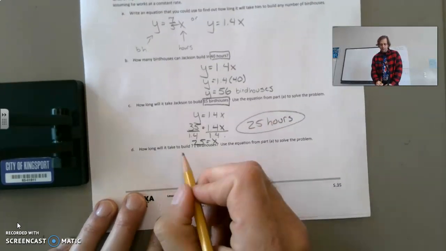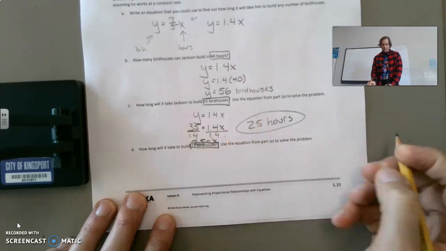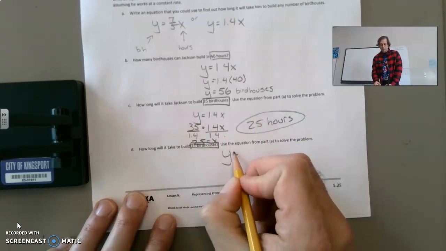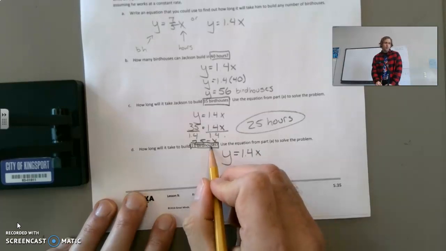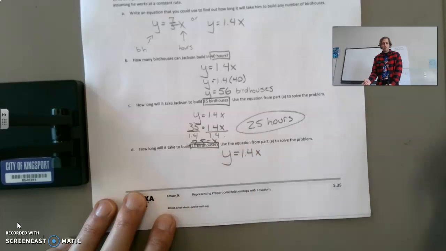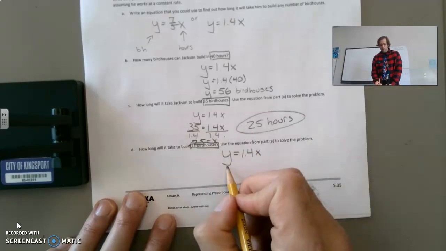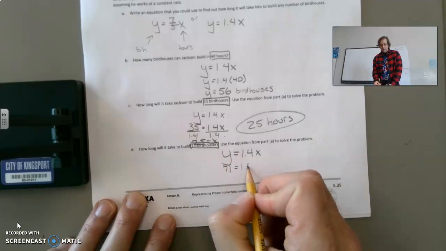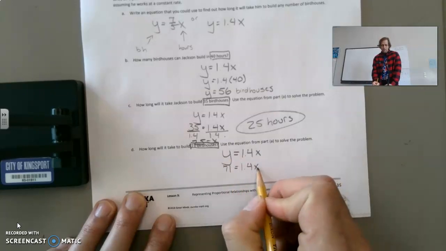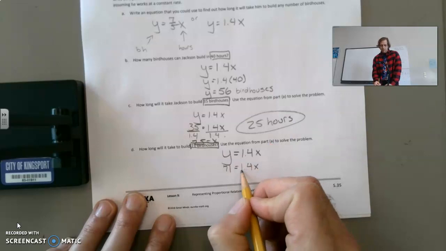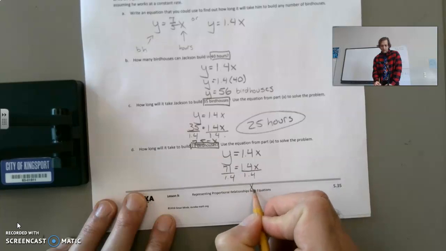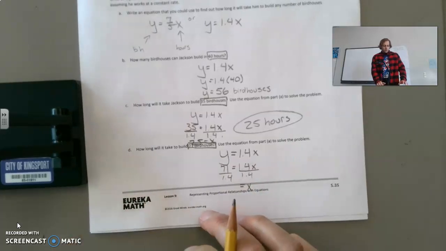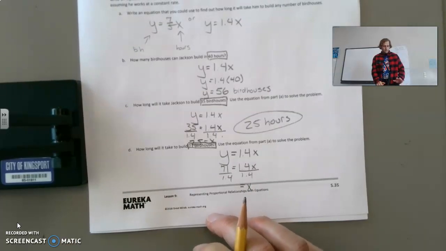All right, let's check out D. How long would it take to build 71 birdhouses? Same process. Y equals 1.4x. Are birdhouses my y variable or my x variable? It's my y variable. So birdhouses will go in place of y. Now I need to figure out x, which represents my number of hours. Just divide by 1.4, divide by 1.4, and I would get x is equal to 71 divided by 1.4.